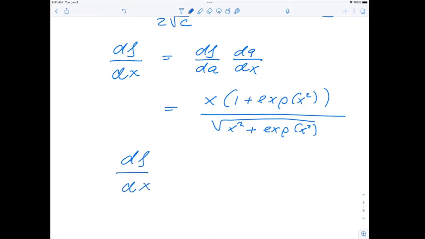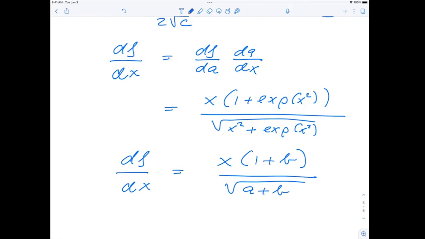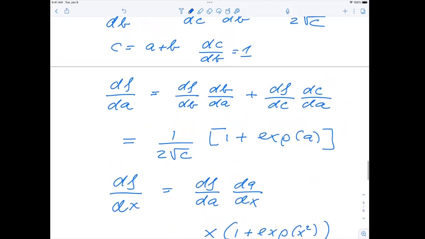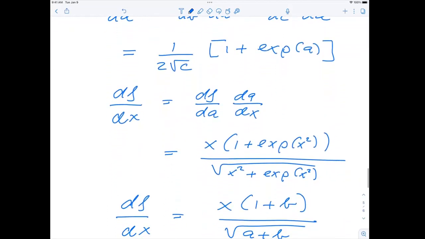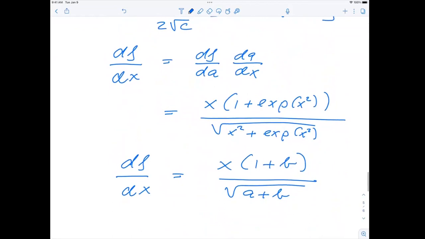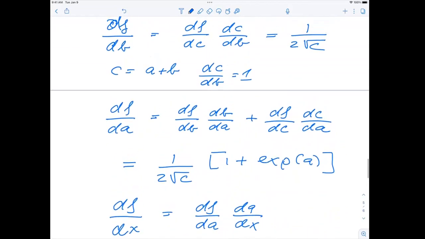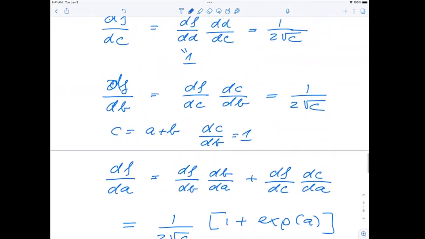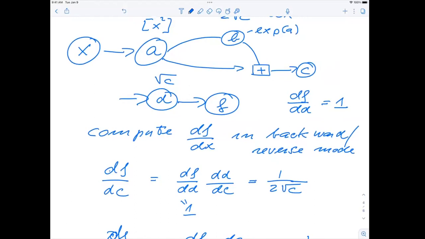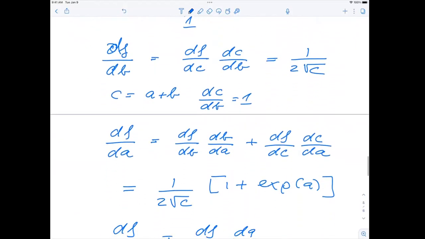So we had df/dx, which is now equal to x times 1 plus this quantity b. And then we have a plus b. This is actually the function which we need to evaluate. And when we do automatic differentiation in this backward or reverse mode, this is the final expression which we end up with, because we are simply setting up all these derivatives at the different points or different function points. The specific points which we have here, we're just going backward and calculating the derivatives.